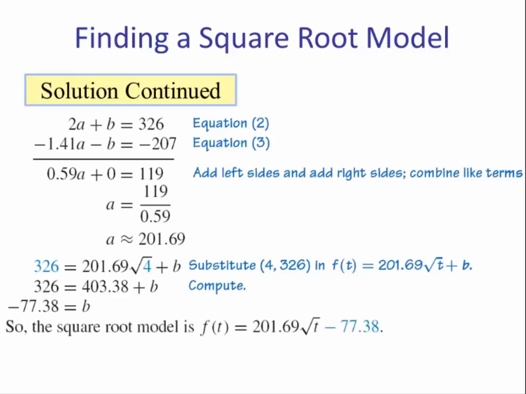So our function is f of t equals 201.69 times the square root of t minus 77.38.